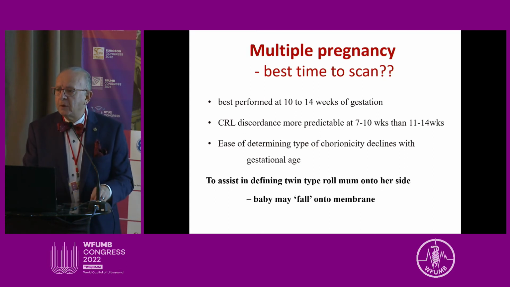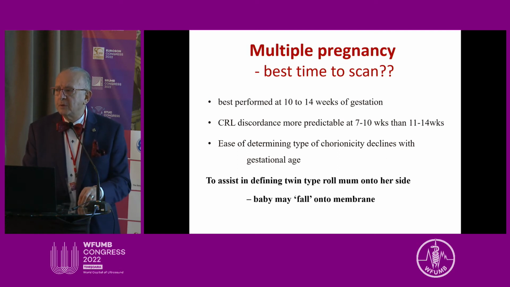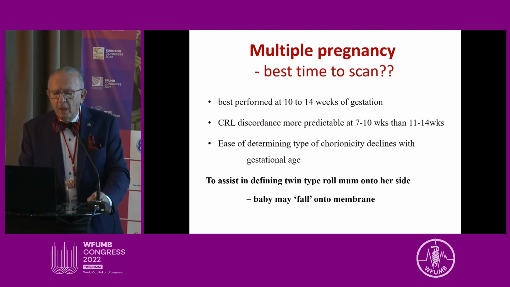I've seen many reports where it says twin pregnancy, both twins are equal size, the placenta is this, not a word on chorionicity and amnionicity. This is an error. If you perform ultrasound in twins and write a report, you have to mention the chorionicity and the amnionicity.